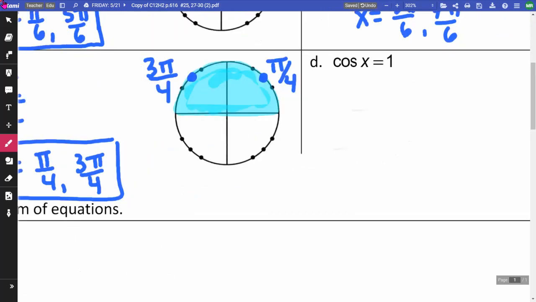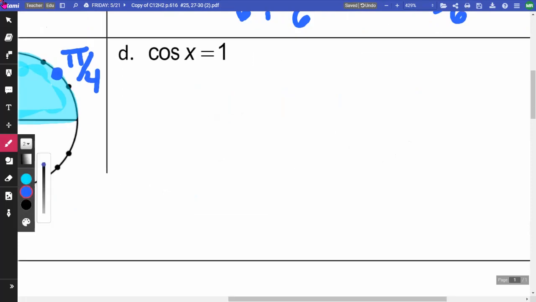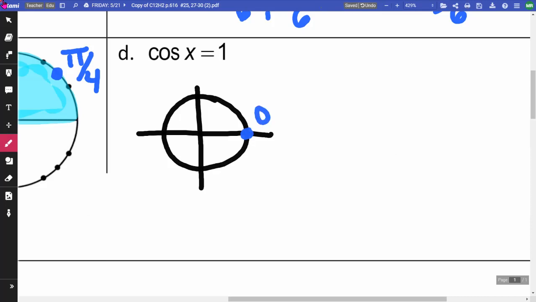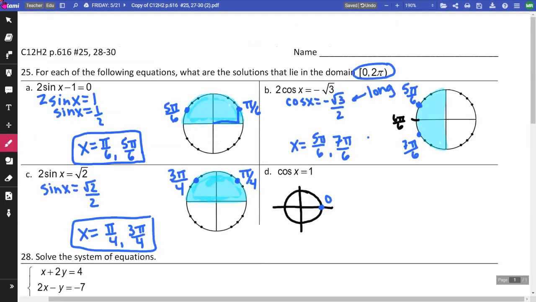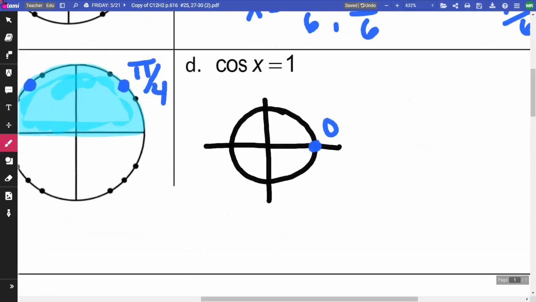On D, I don't know why I didn't put a little unit circle here for you. Let's add one in. Okay, so I want where my cosine is equal to 1. And so cosine is my x. So I want my x to be 1, and that happens to be here at 0. It's 0 and 2 pi, but they wanted us to go up to 2 pi, but not including 2 pi. So this answer is 0. That is your answer. 2 pi's also, but again, they didn't want us to include it.